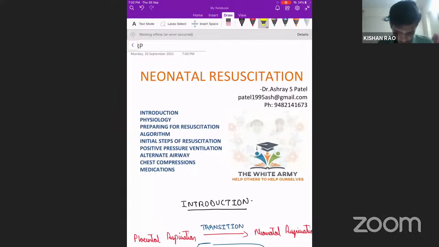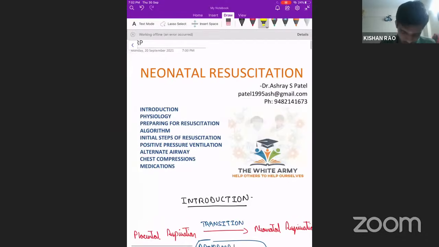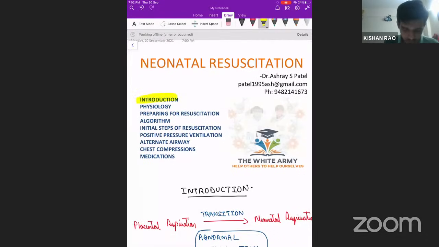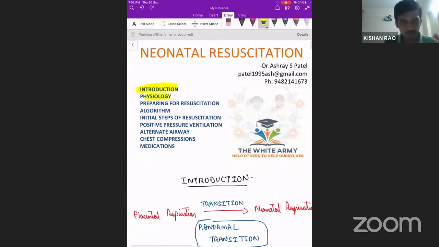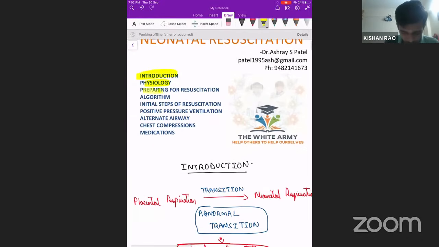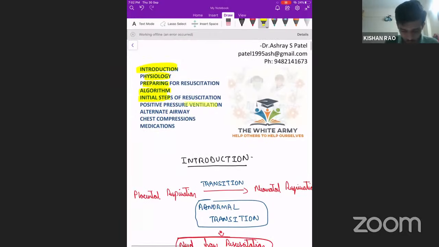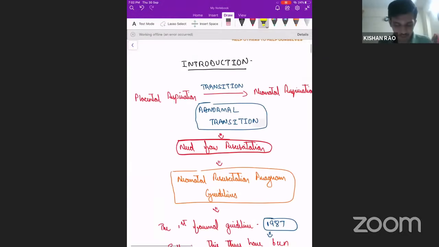Now, coming to the topic as such, how we'll be dealing with this: we'll cover the introduction, then some amount of physiology, and how we prepare for resuscitation. The algorithm we'll have a look at, and the initial steps of resuscitation. Then we'll see the steps like positive pressure ventilation, alternate airway, when do we give chest compression, and what are the medications that are there.